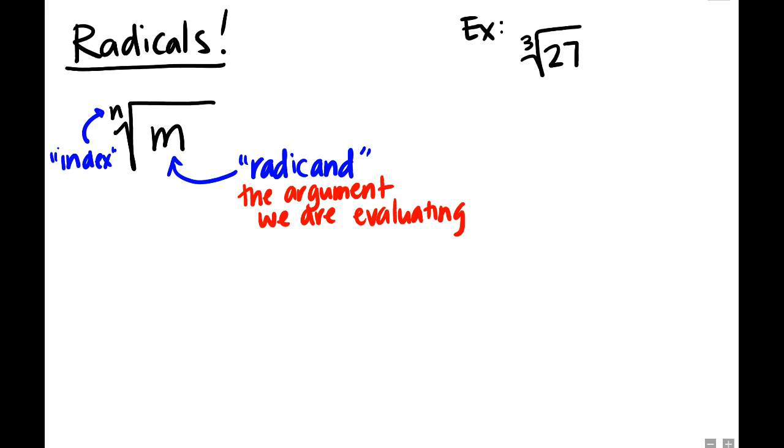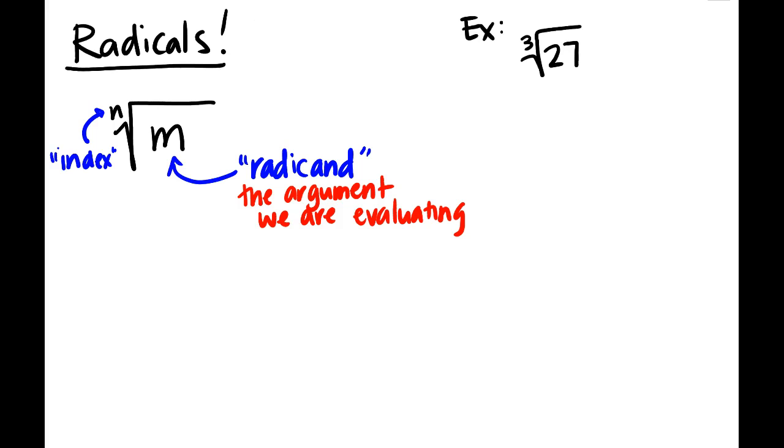There are two main pieces to this radical that we need to be able to identify. First is the radicand. This is the argument, the value inside of the radical symbol. This is what we were actually taking the square root, cube root, or radical of. And then we have our index. This is a little number written on the outside of the radical telling us what exactly we're looking to do.